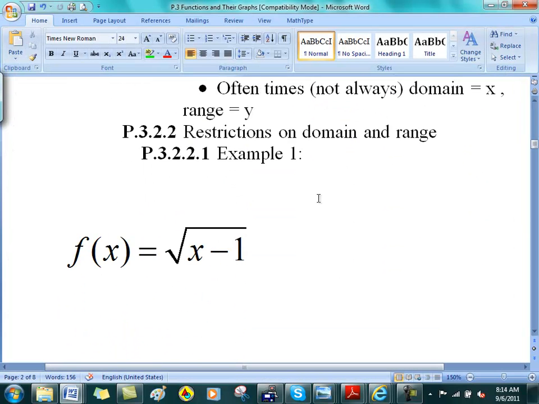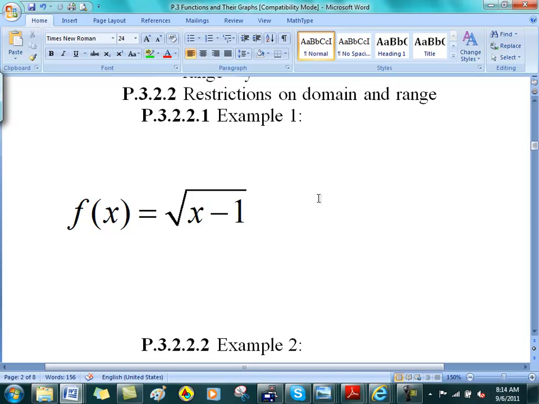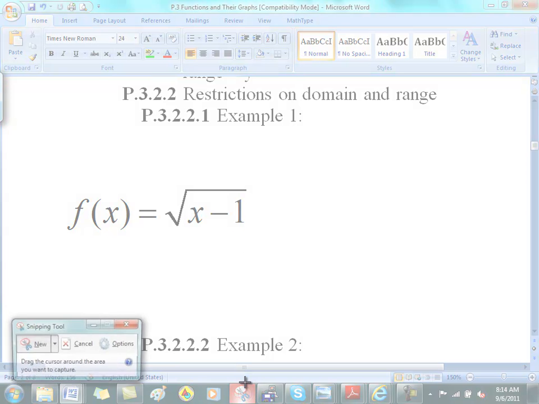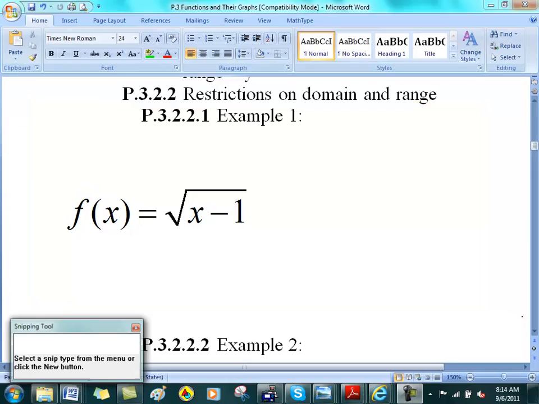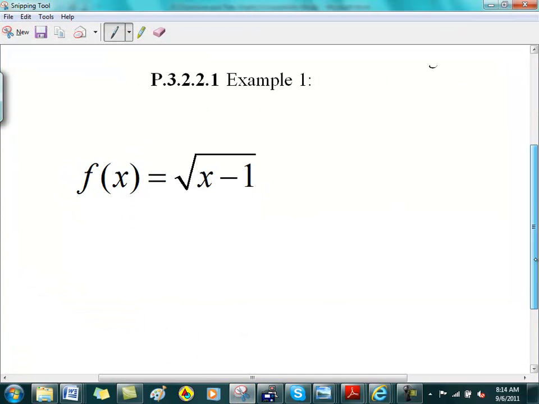Example on restrictions of domain. So let's take a look at the first example here. Are there any restrictions on x? Can x take any value? Yes, Christian? You're saying yes? Yeah? So can x be equal to -1? Why not?